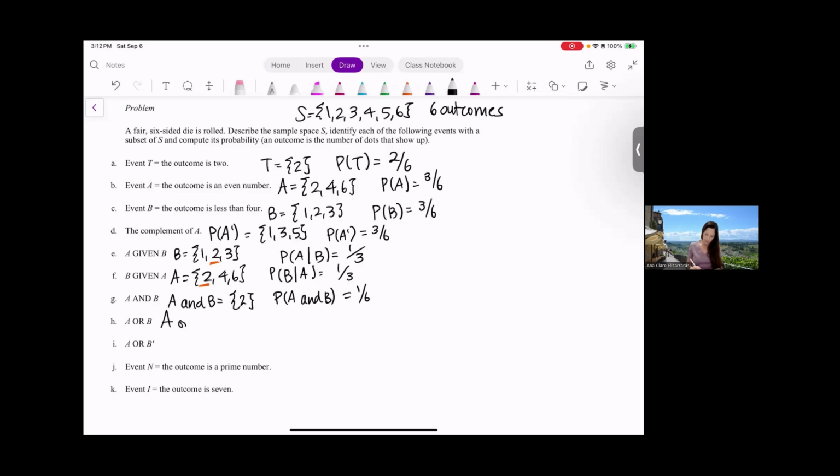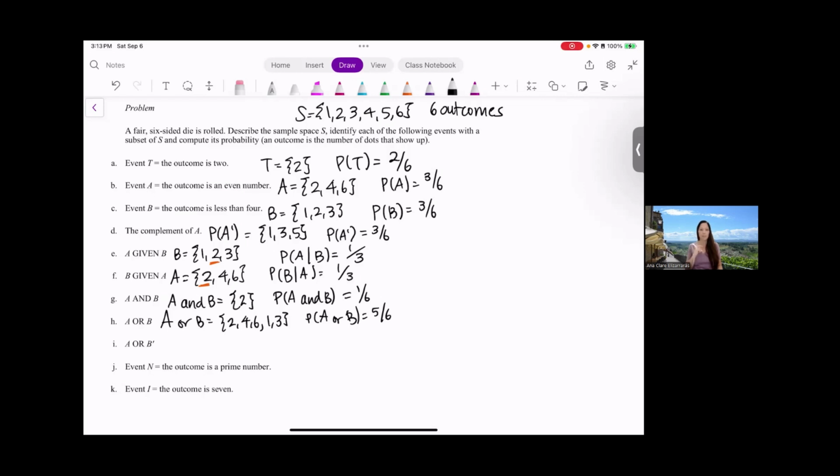A or B is all of the things that are in A, as well as all the things that are in B. So all the things that are in A are 2, 4, 6. And then B is 1, 2, 3, but I'm not going to rewrite 2. I already have it included. I don't need to write it again. That's 5 numbers. It's everything but 5. The probability of A or B is then 5 out of 6.